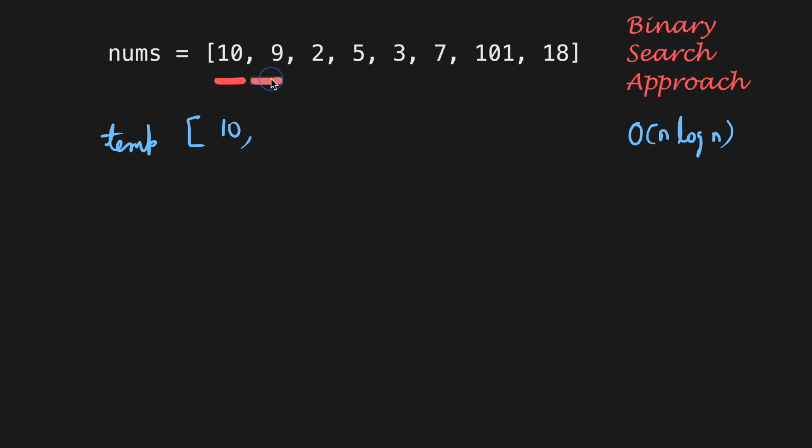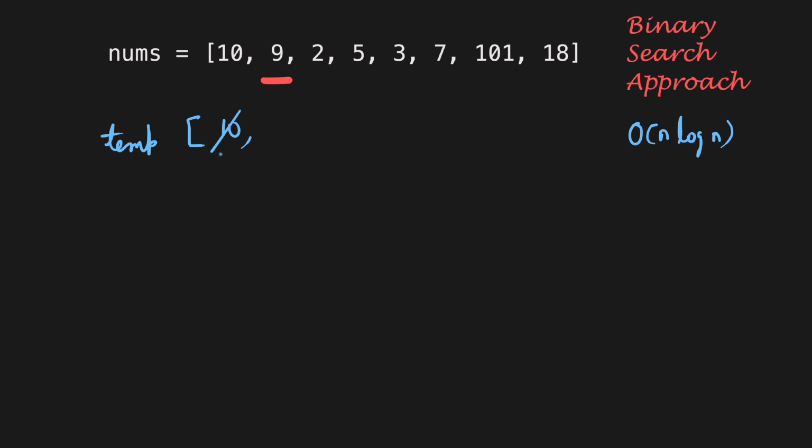Then the next element we see is 9. And now since 9 is less than 10, we cannot append it to the list. Instead, we have to include it somewhere in the list. So by doing the binary search, we know that 9 belongs to index 0.